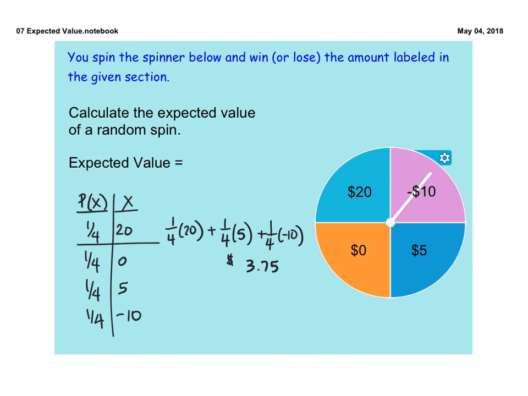It's okay to have some change. It's okay that it's not a number that is actually on the spinner. It's just saying if you were to play this game where you spin the spinner over and over and over again, what you would end up getting is you would gain $3.75 on average.